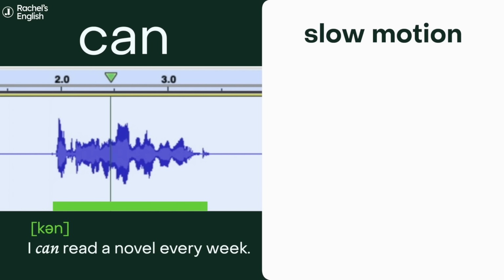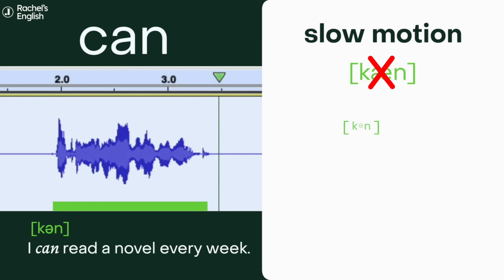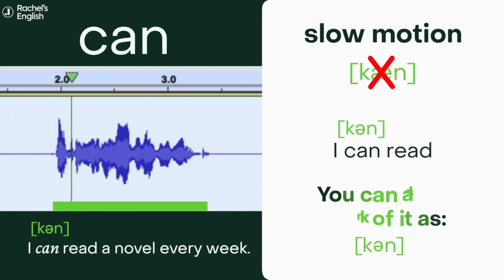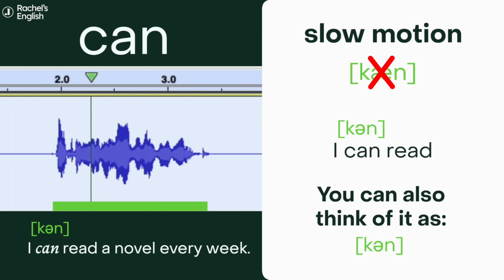I can read a novel every week. So even in slow motion, we don't hear can, we hear can. I can read very, very fast at regular pace. I can read a novel every week. No a vowel like in can, but can. Slowed down. I can read. So this reduction, you can think of it as having no vowel, just the K sound and the N sound. It's very fast. It's so different from I can.